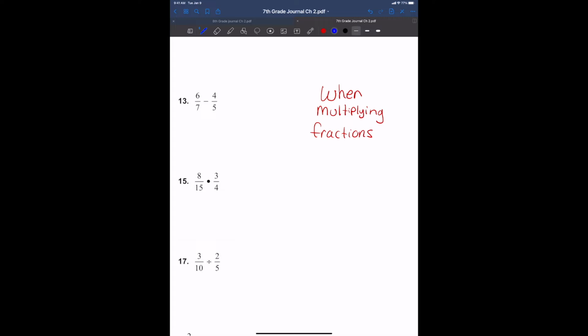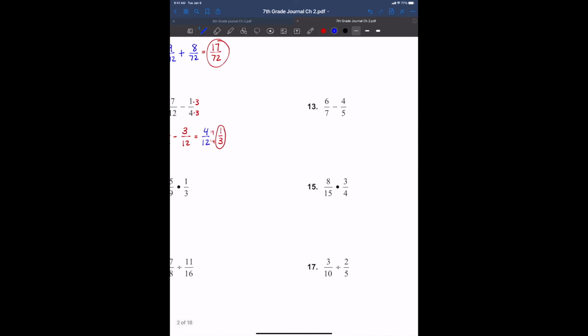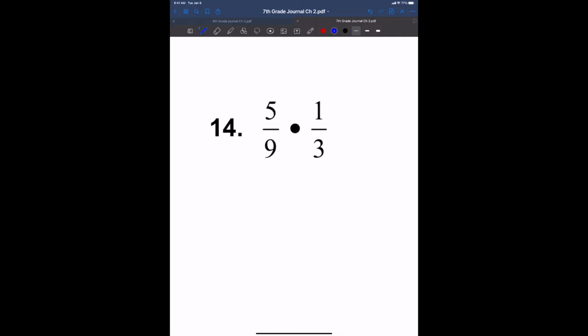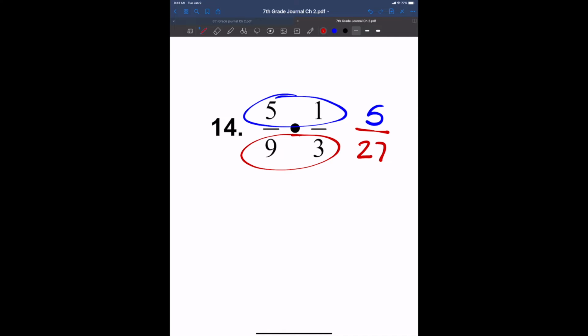Here's how you do it. You do numerator times numerator over denominator times denominator. You just multiply straight across. Okay, so for example, look at number 14. Take your numerators and times them, and take your denominators and times them. What's 5 times 1? 5. What's 9 times 3? 27. That's it. That's your answer. I know. Love multiplying fractions. So easy, right? Just tops times tops, bottoms times bottoms.